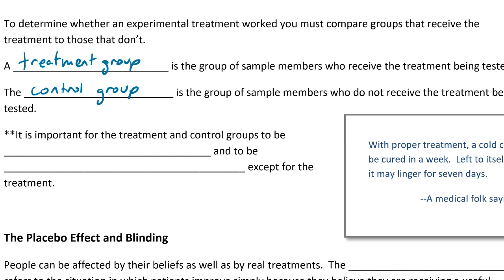And just as a note, it is very important for the treatment and control groups to be selected randomly and to be alike in all respects, except for the treatment, right? Because you don't want something skewing your results if the two groups weren't alike to begin with. You want them to be completely the same, as close as you can. That way you can tell if one group changes and one doesn't.